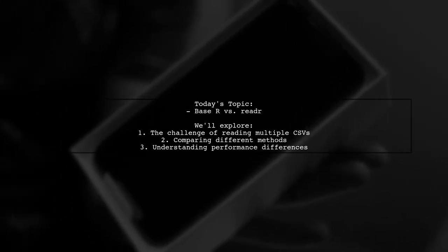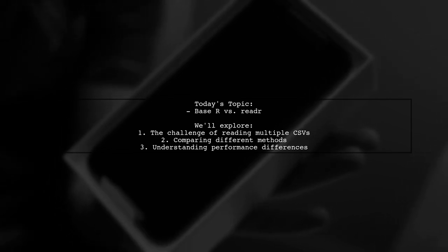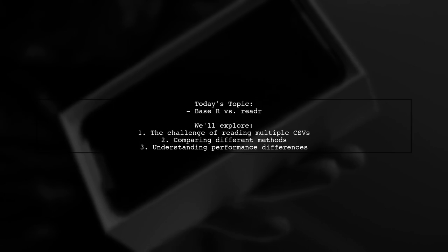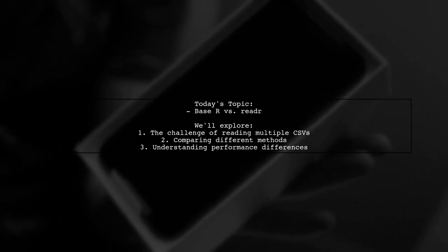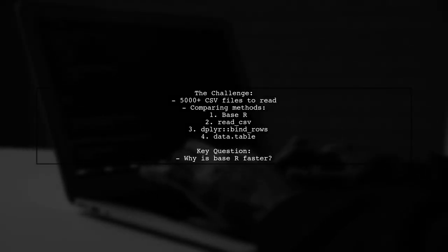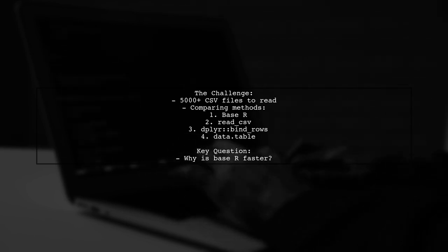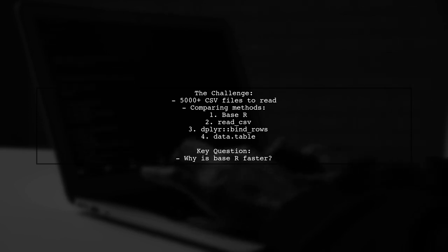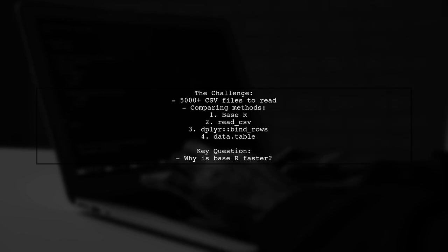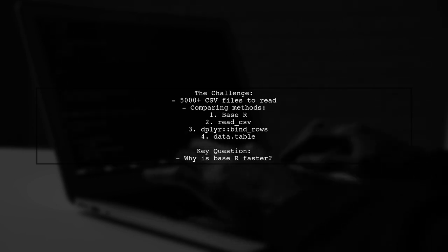Our viewer has a hefty task ahead, needing to read in and bind over 5,000 CSV files into a single data frame. The viewer has followed discussions online and implemented several methods to load their data. Surprisingly, they found that base R outperforms readr and dplyr methods in terms of speed. But why is that? Let's dive into the details and uncover the reasons behind these performance discrepancies.